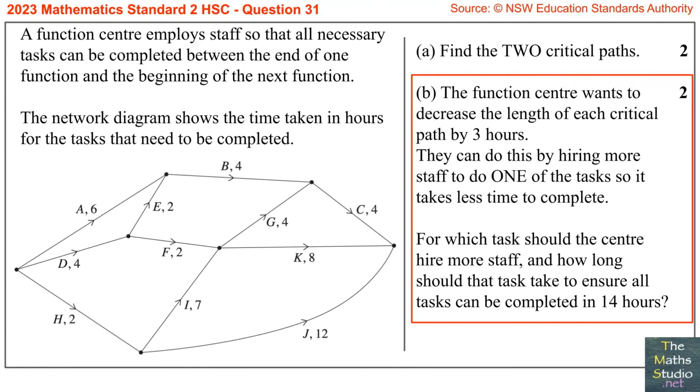Part B. The function center wants to decrease the length of each critical path by 3 hours. They can do this by hiring more staff to do one of the tasks so that it takes less time to complete. For which task should the center hire more staff, and how long should that task take to ensure all tasks can be completed in 14 hours?